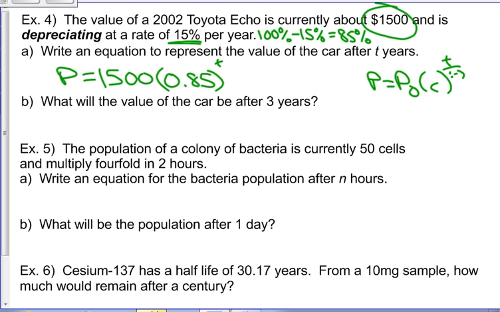T is unknown, and per year means smiley face is 1. So we don't really need to show it. If we want to find the value in 3 years, well, we just throw in 3 for t.